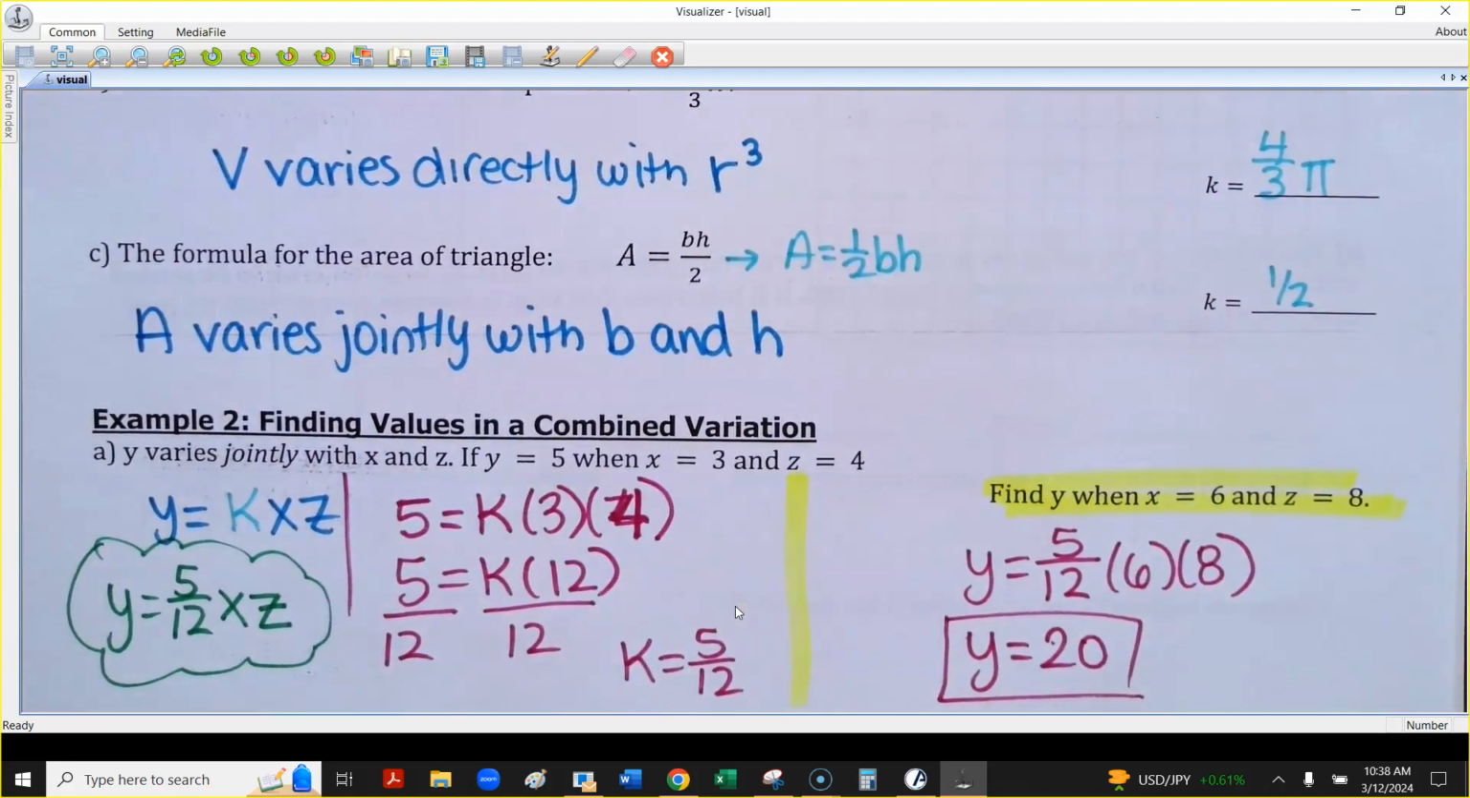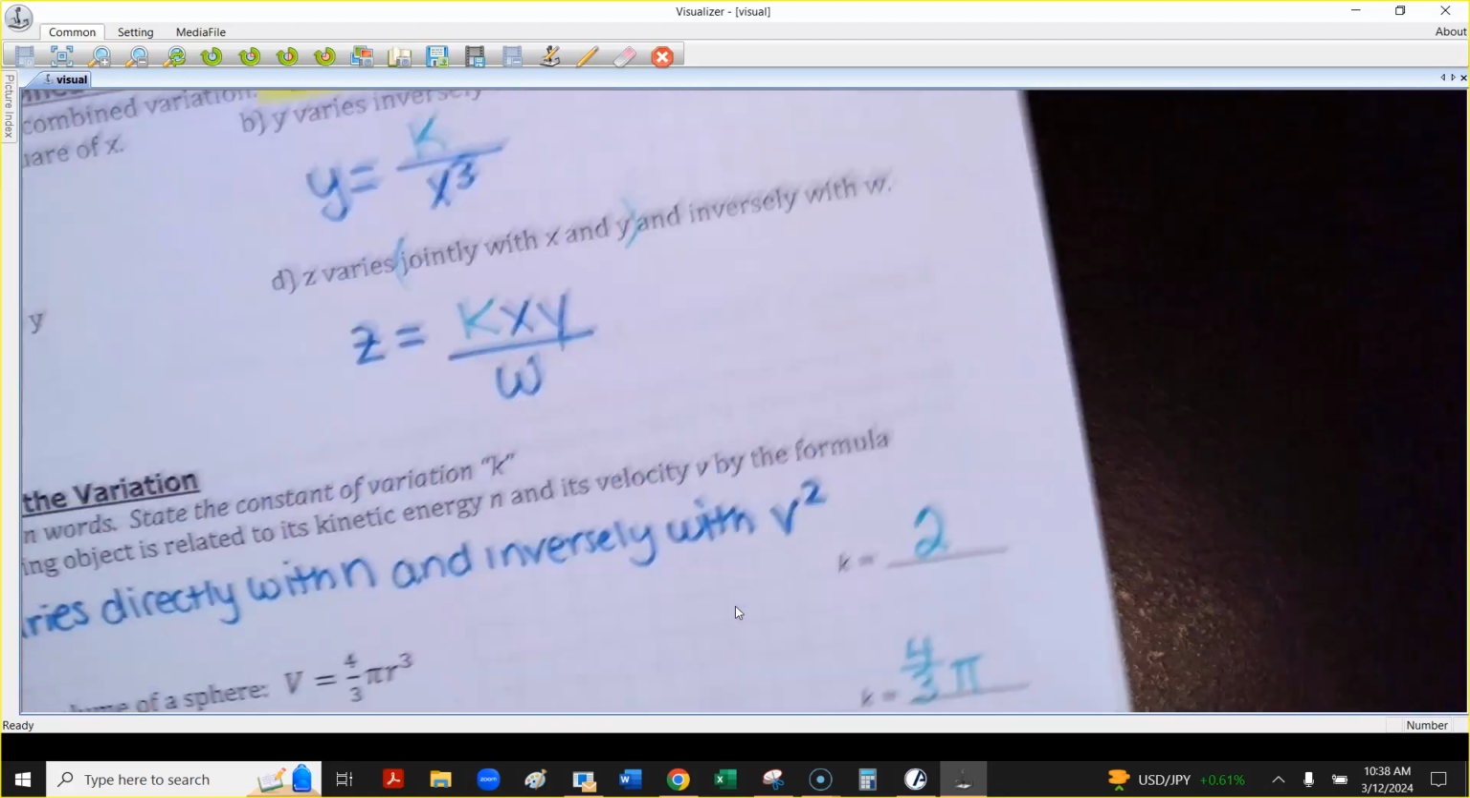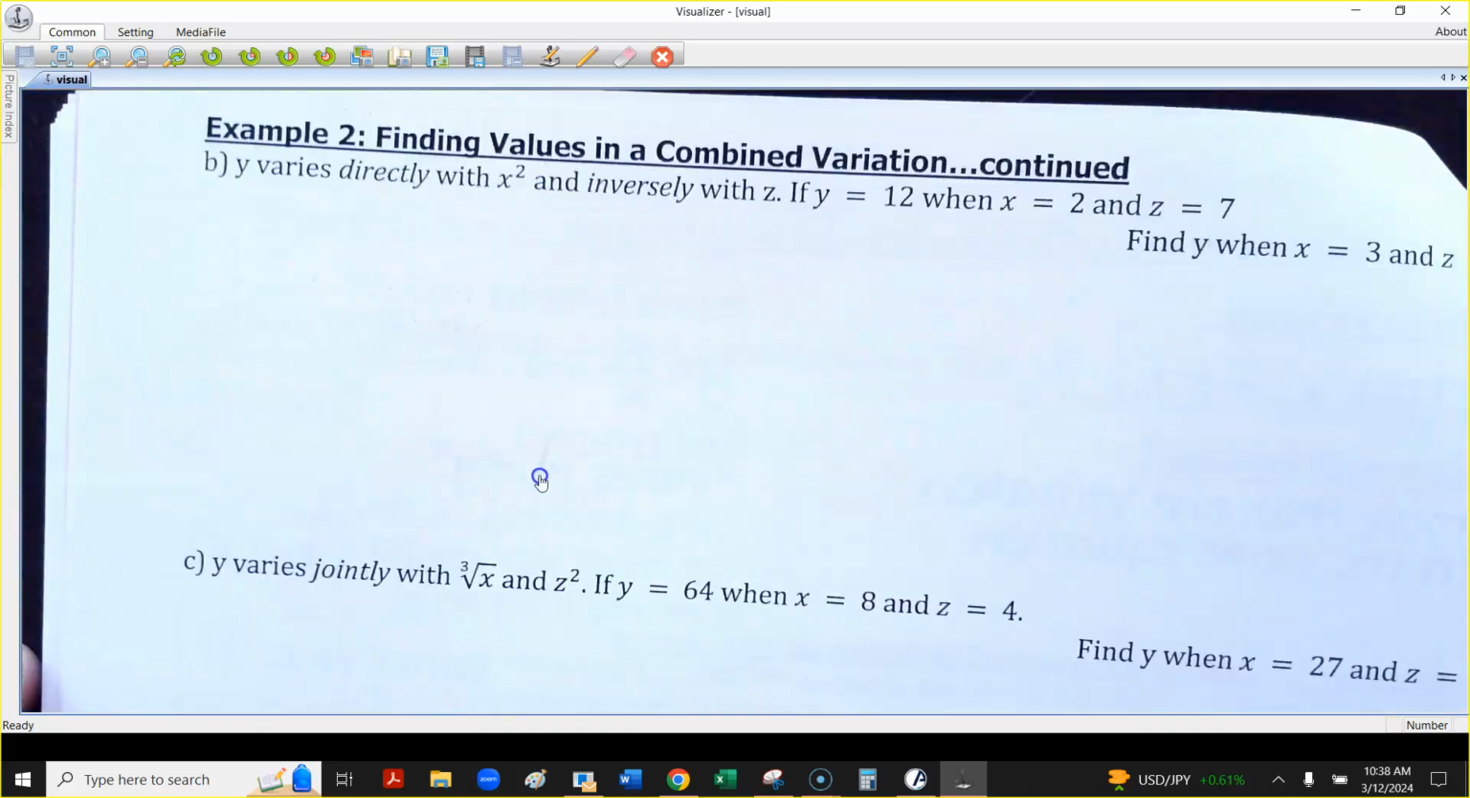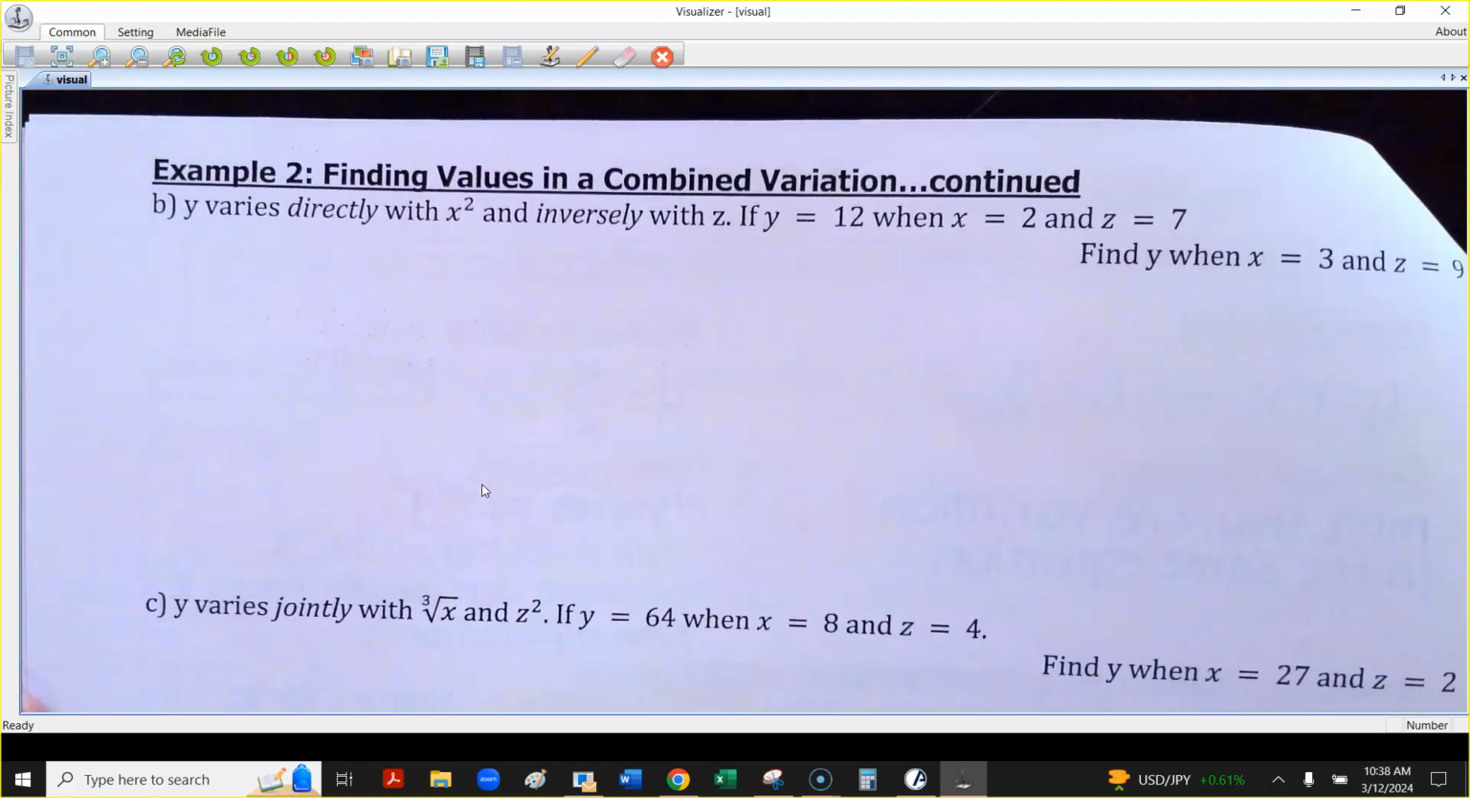Is anybody having a question? Okay, we're just going to try a couple more and then I'm going to have you guys do some word problems with these. All right, so this guy says y varies.